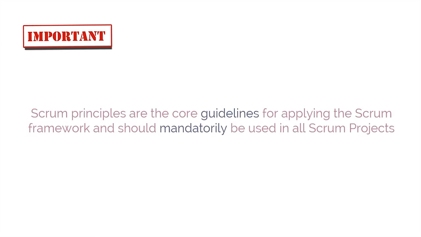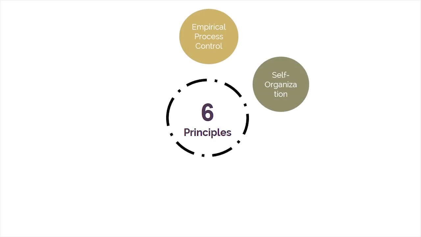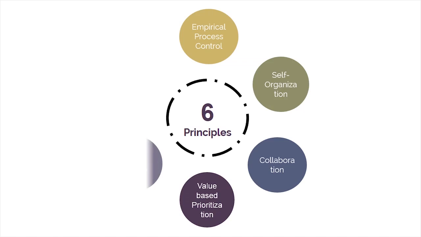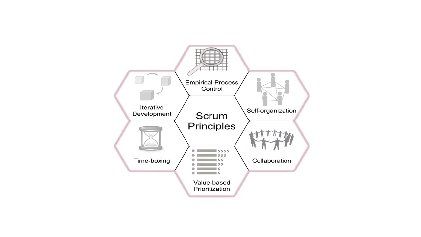Because the Scrum principles are the core guidelines for applying the Scrum framework and should always be used in all Scrum projects. So let's take a look at these principles. The 6 Scrum principles are empirical process control, self-organization, collaboration, value-based prioritization, time boxing, and iterative development. You can see how they are arranged in this diagram.